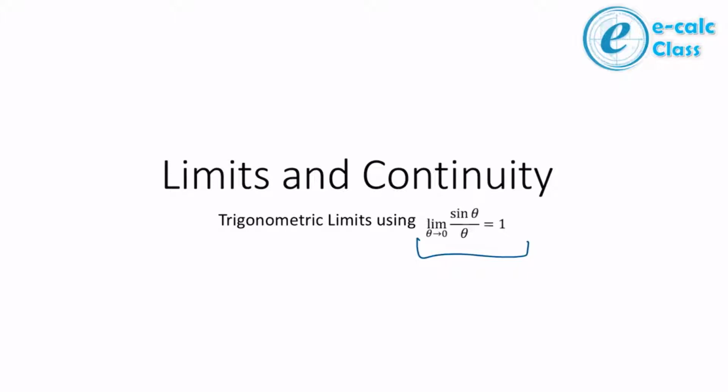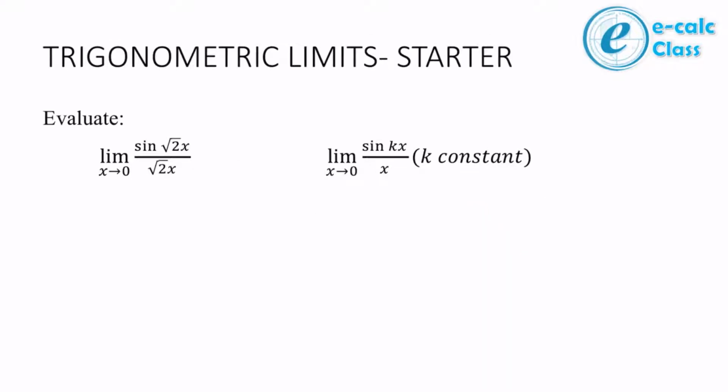Alright, so in order to utilize this, there is something that you need to take note of, which is your angle inside the sine function and your denominator must be the same. If it is not the same, then you have to somehow make it the same. It will still be equal to 1 if you flip it. Means if it is theta over sine theta, it will still be equal to 1. Okay, so let's start with the starter question again.